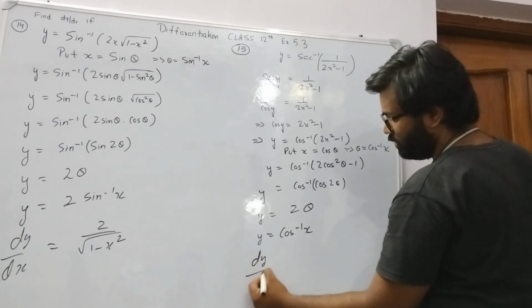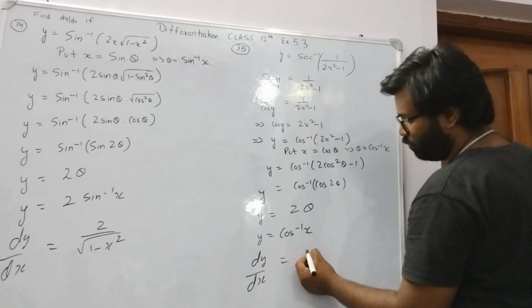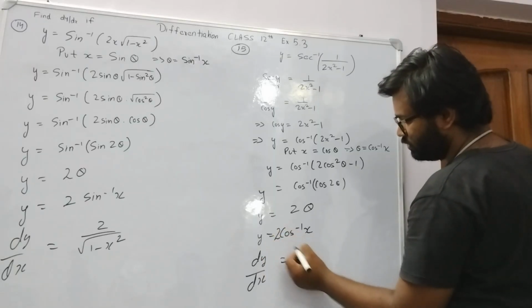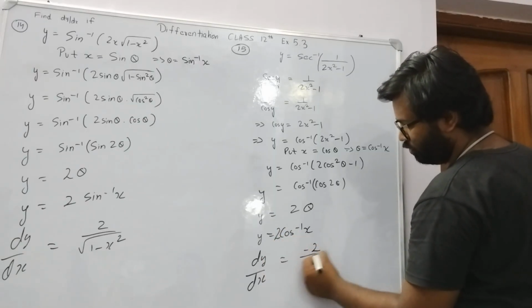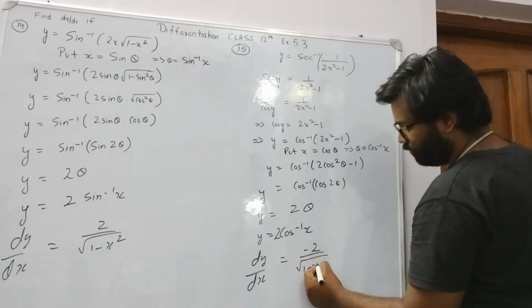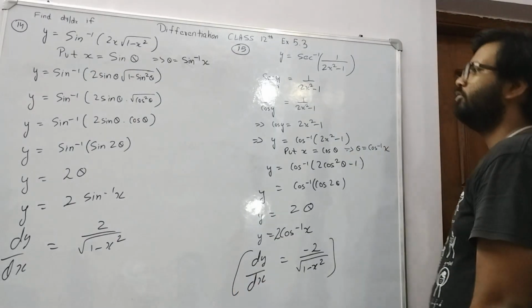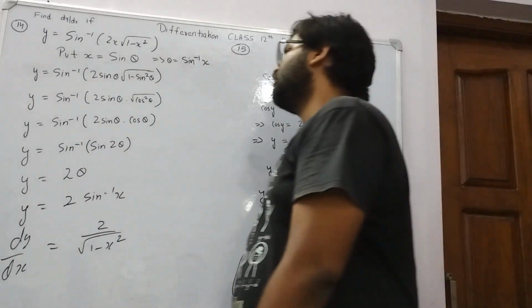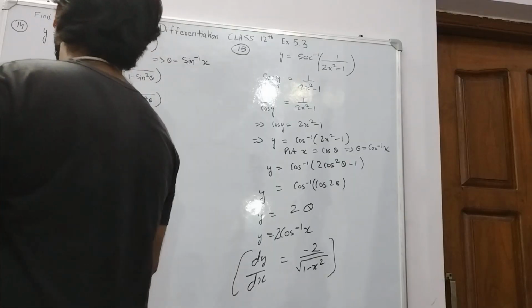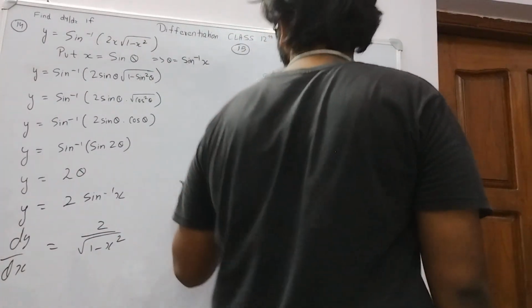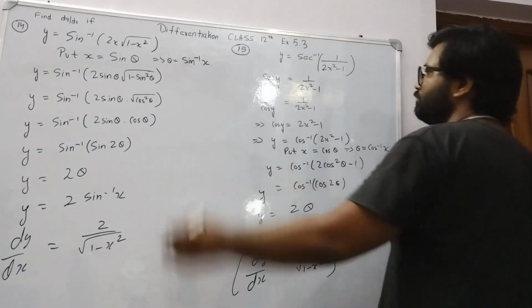So dy by dx will be equal to 2 times the derivative of cos inverse x, so minus 2 upon under root 1 minus x square. This is the answer for question number 15. I will give you a few seconds to take the screenshot. And after completing the 15th question, the exercise 5.3 is completed.